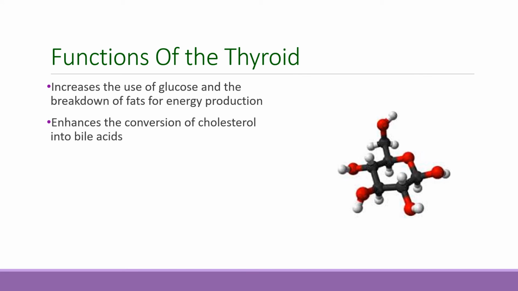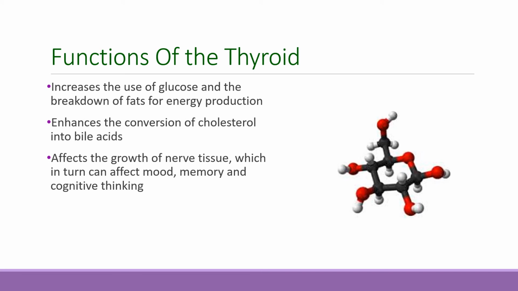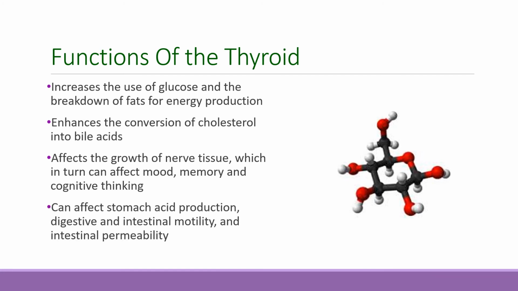It also enhances the conversion of cholesterol into bile acids and affects the growth of nerve tissue, which can in turn affect mood, memory, and cognitive thinking. It can also affect stomach acid production, digestive and intestinal motility, and intestinal permeability. So right there, just talking about the thyroid alone, you see several interconnections with some of the other players that we are going to look at.